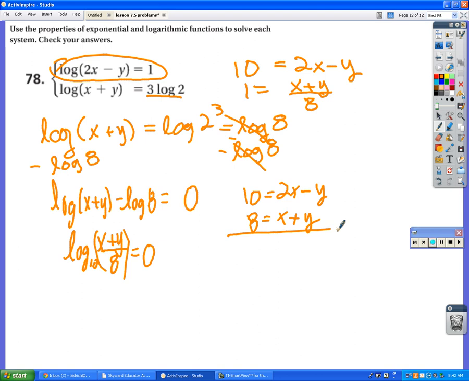They will cancel. So 10 plus 8 is 18, 2x plus x is 3x, and the y's cancel, so that means x equals 6. And then if I know that x plus y equals 8, I said 10, I meant 8, sorry. So if x is 6, y is 2.